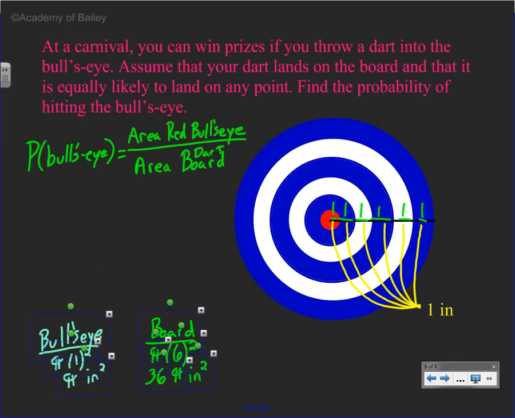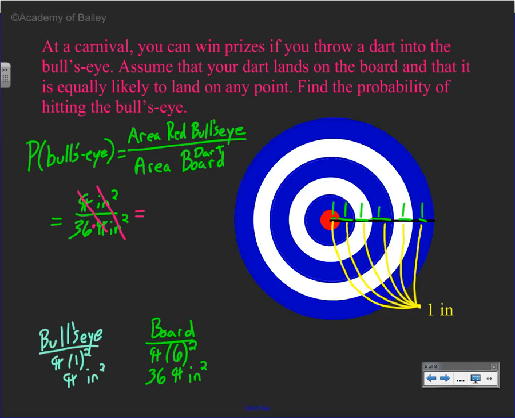Let's move this out of the way so we can get some room. So let's go ahead and do our work. On the top, the area of the red bullseye, which is pi square inches, and the area of the dartboard is 36 pi square inches. Let's go ahead and do some reducing real quick. We know the square inches cancel each other out, and pi divided by pi, those also cancel each other out. And we can cancel those out because this is multiplication in between 36 and pi. If it was addition, we would not be able to do that.